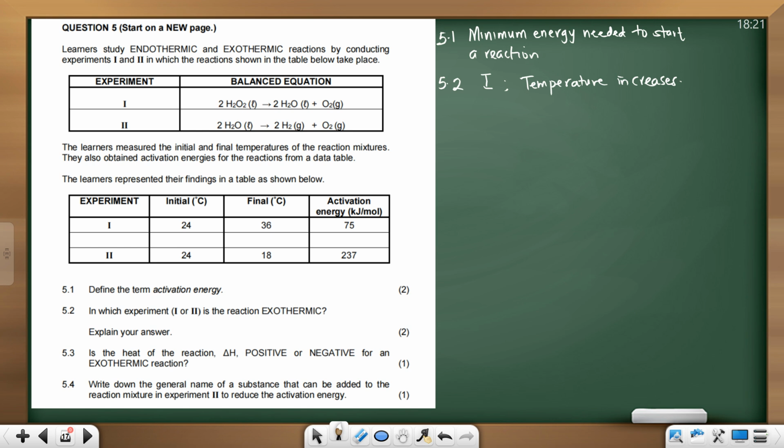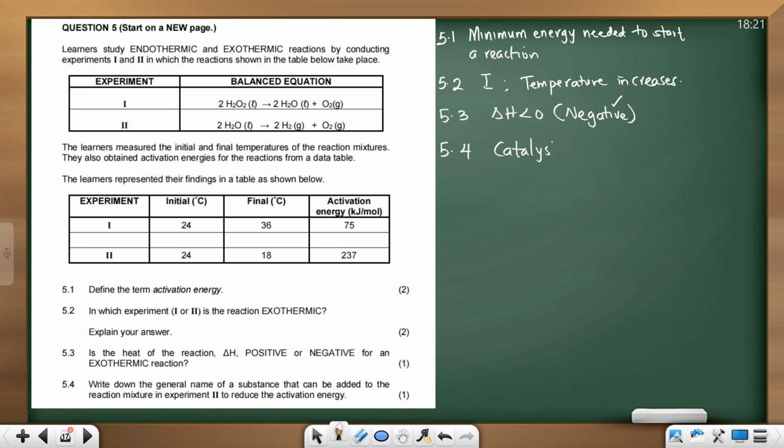Is the heat of reaction delta H positive or negative for an exothermic? Now we are answering that enthalpy. Delta H is less than 0, which means it is what? Please, the answer is negative, not less than 0, because they said state positive or negative. Write down the general name of a substance that can be added to the reaction mixture in experiment 2 to reduce the activation energy. That's a catalyst.